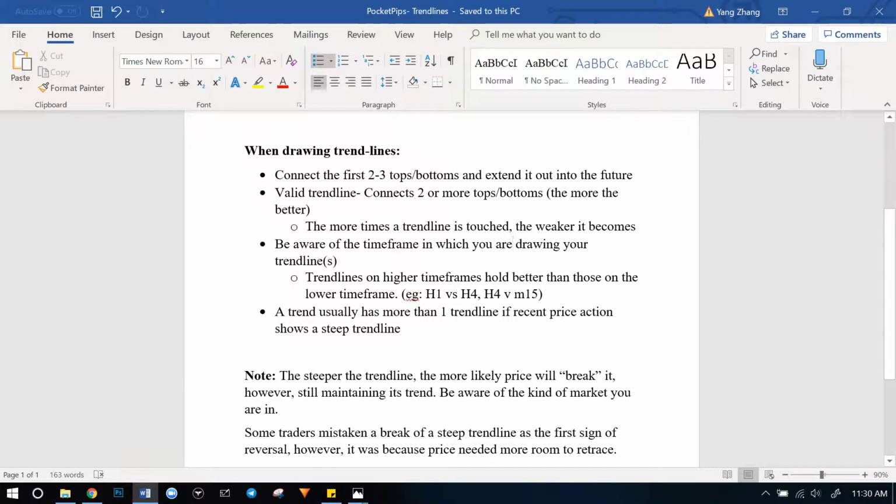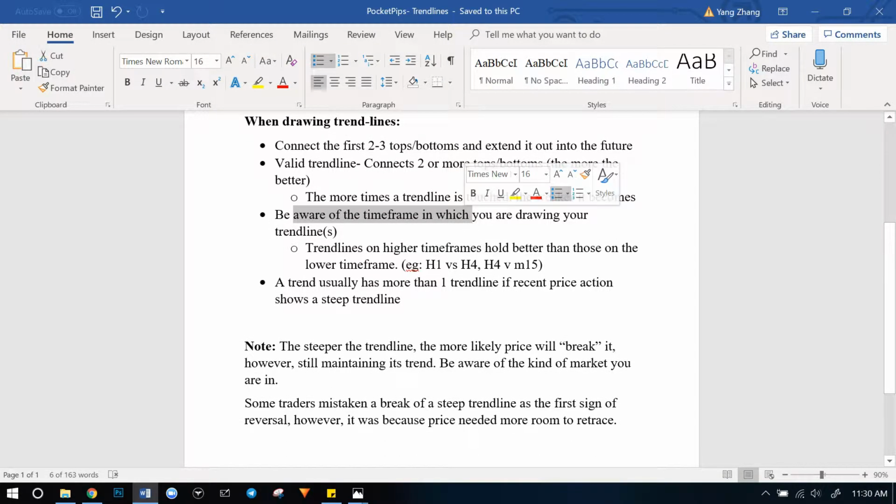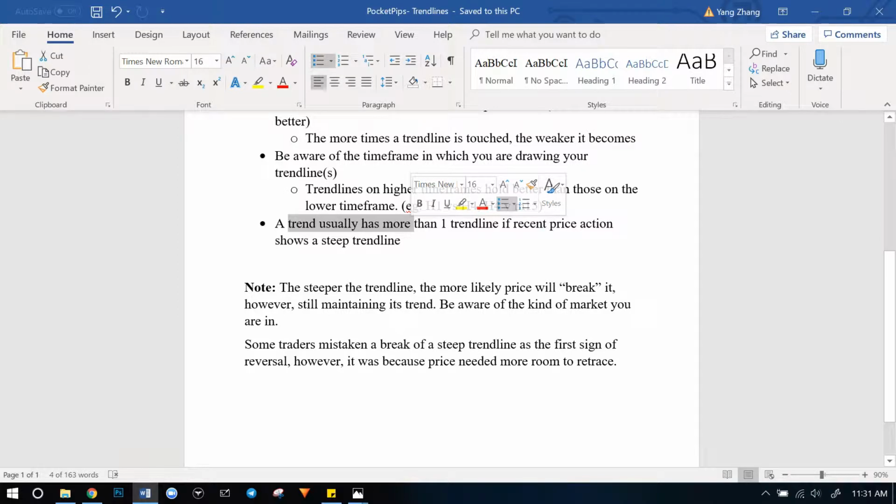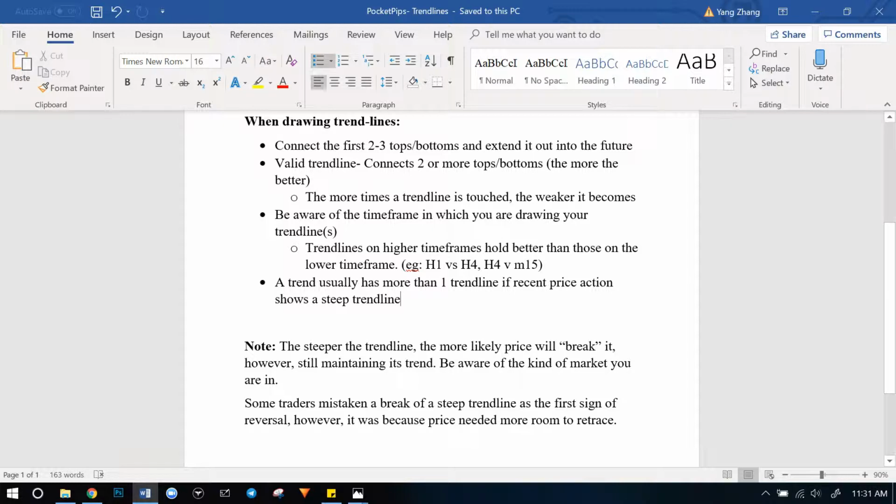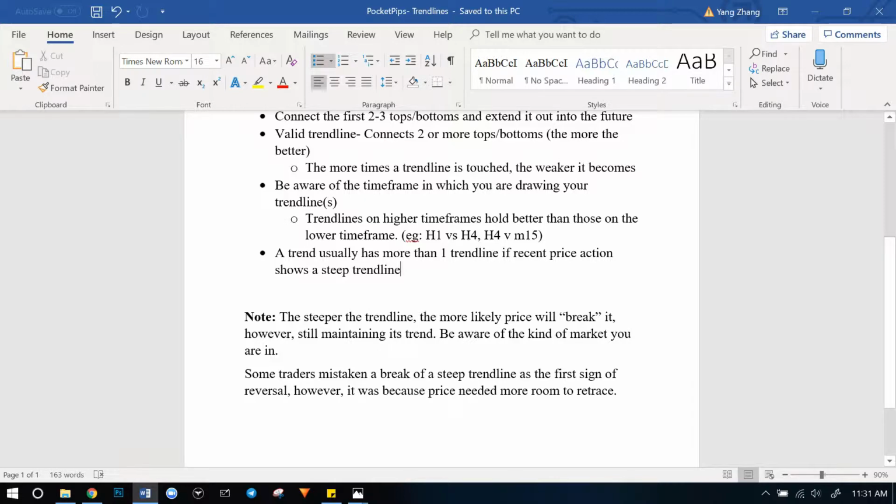Again, be aware of the time frame in which you are drawing your trend lines. Higher time frames hold better than lower time frames, and if you're scalping, you have to be aware of the overall sentiment of the market, the overall trend. A trend usually has more than one trend line if recent price action is steep. You can draw a steep trend line on that, but don't mistake a break of the steep trend line for a reversal, although you can scalp it.